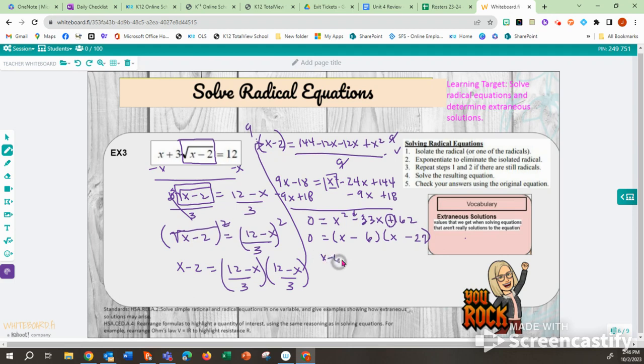We'll set each factor equal to 0. We'll get x equals positive 6, and then we'll get x equals 27. But remember, we don't know whether these will check, and so we do have to check them. I'm not going to show you this checks just because I've done 2 of those, but I will tell you that when we do check, x equals 6 does check, but x equals 27 does not. I'm just going to put a little x there. So we would have to throw the 27 out.